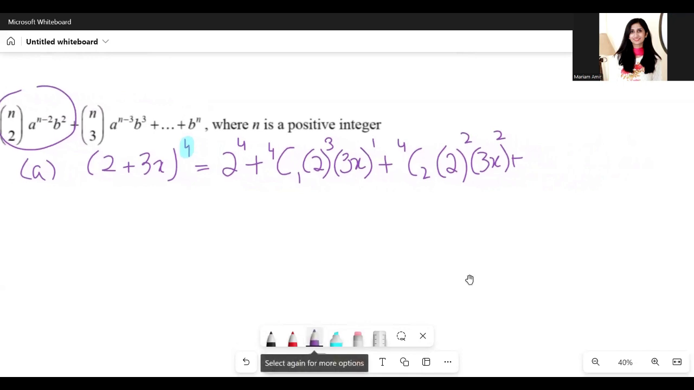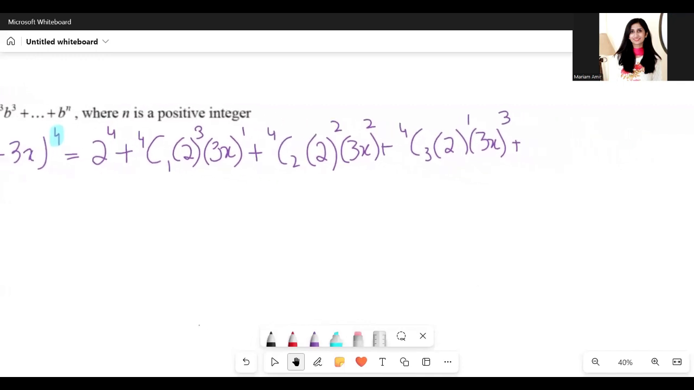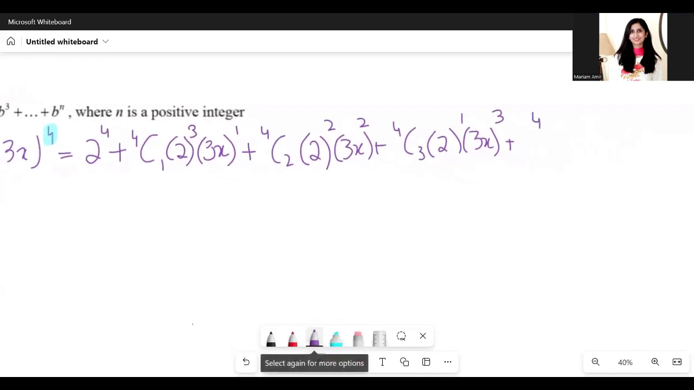Next term would be 4C3, 2 power, difference of 4 and 3 is 1. And then (3x) power cube, plus the last term is going to be 4C4. When the upper value of C and the lower value of C become the same, that's going to be your last term. 4C4, 2 power of the difference of 4 and 4, so that's 0. And then (3x) power the lower value, which is 4.